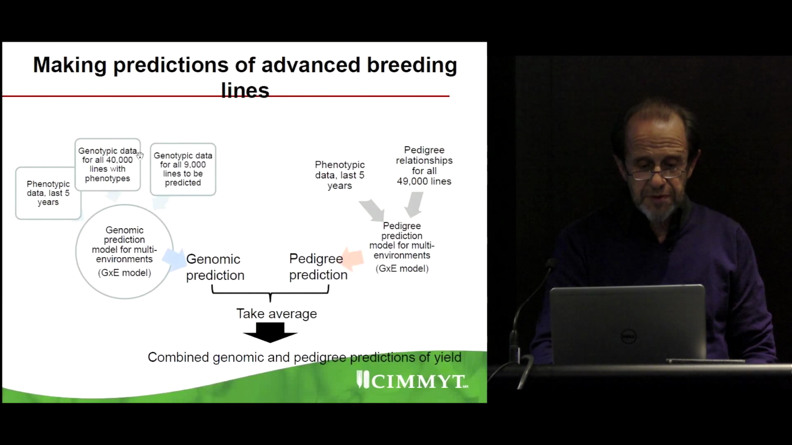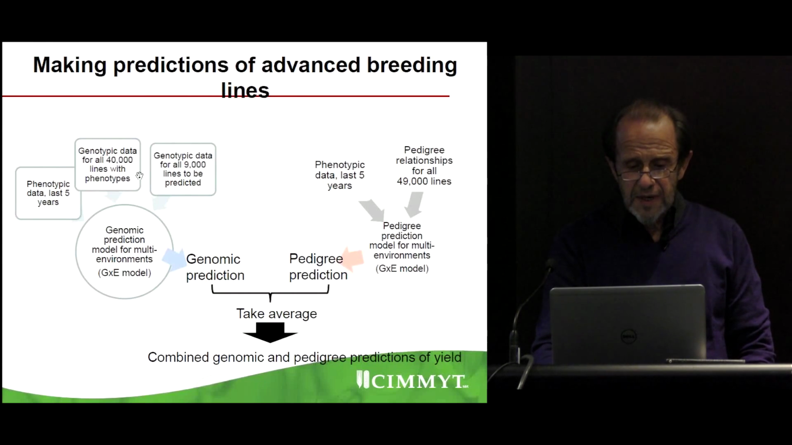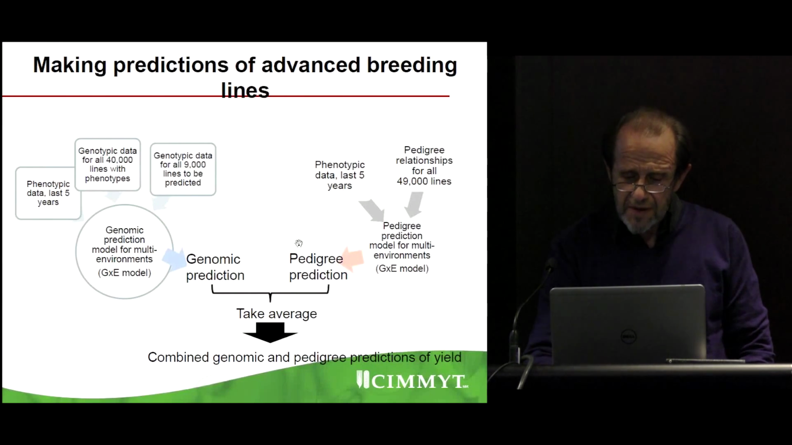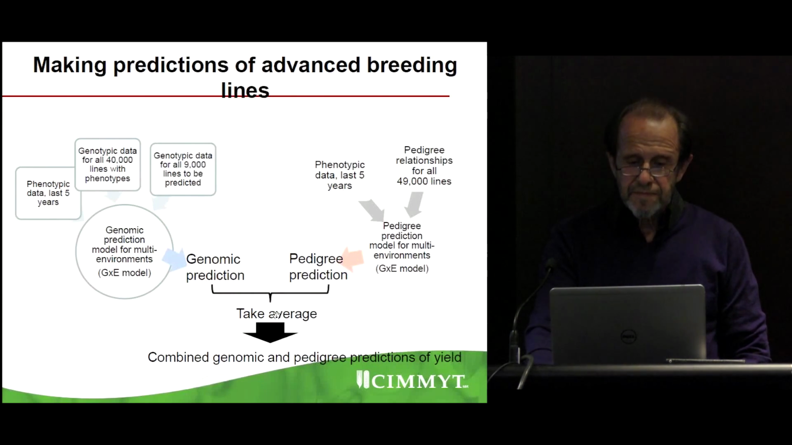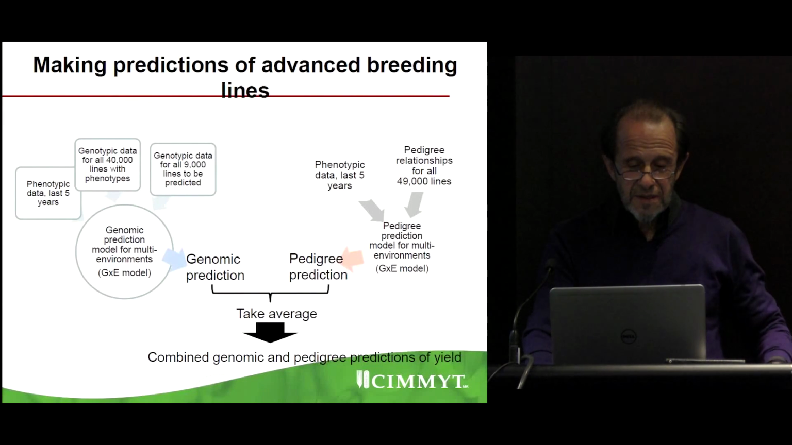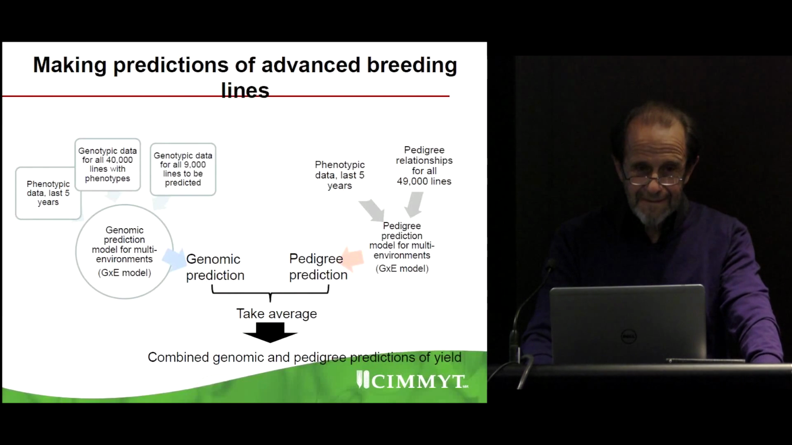We have phenotypes for the last 5 years, genotypic data for 40,000, genotypic data for 9,000. We have genomic prediction on this side and pedigree prediction on this side. We predict based on genomics, based on pedigree, and we take the average. What are you averaging, the GBLUPs? Yes.